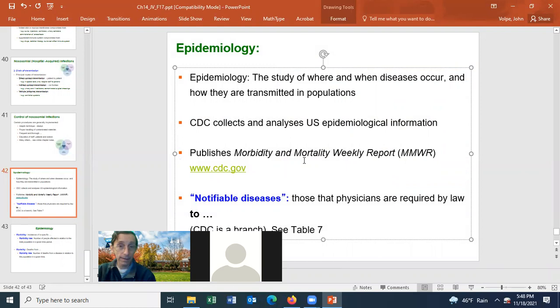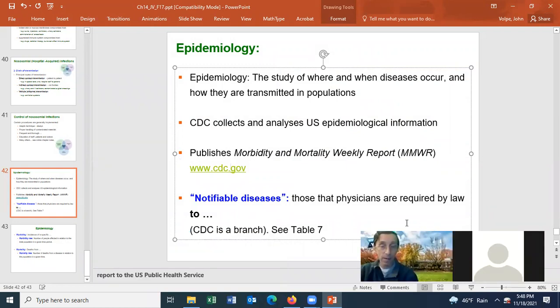But anyways, they publish that each week, giving the morbidity in the United States and the mortality. Morbidity is the number of people who have become infected. Mortality, the number of people who die each week in the United States. Notifiable diseases are the ones that they're collecting their data on and then publishing. Notifiable diseases are those diseases that physicians are required by law to report.